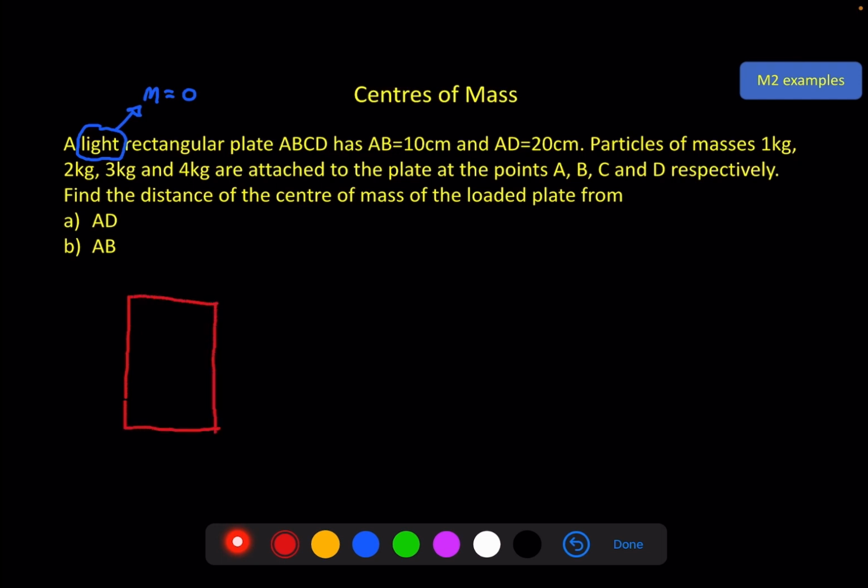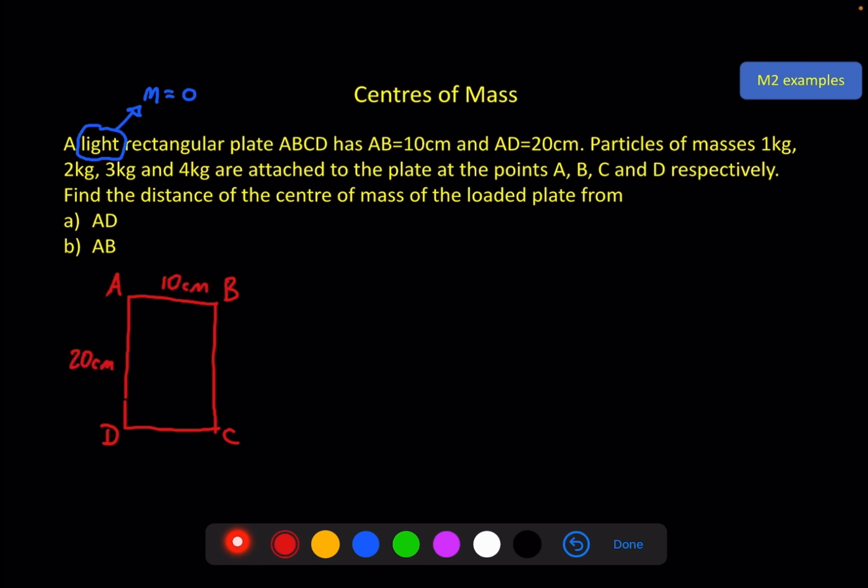The shorter length, AB, is 10 centimeters. So A, B, C, D, like this. You would normally name your corners in order around the shape with the order given in the name. So if I start A, B, then convention says this should be C and this should be D, not the other way around. But you can also see in the question that B and D are either side of A. So here we've got 10 centimeters and 20 centimeters.